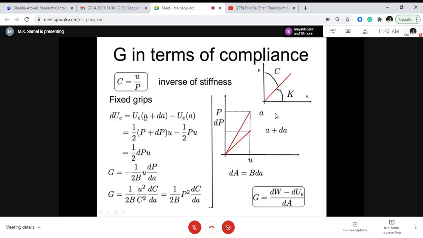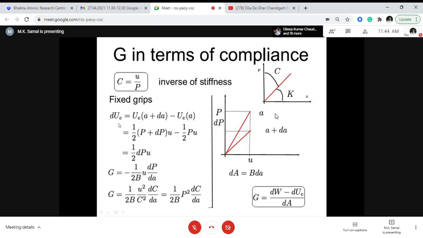is the strain energy at condition A plus dA minus the strain energy at condition A, and the strain energy here is P plus delta P into U by 2. Here the delta P is actually negative. This is just a symbol, so don't be confused about the value. When the crack increases, delta P will reduce, and that is negative. So the change in strain energy is half into dP into U.